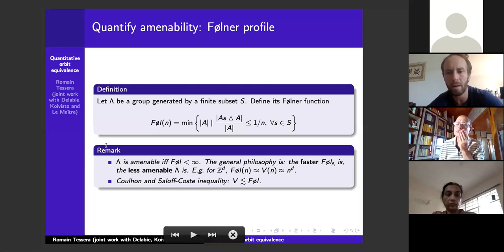You could take a left invariant Riemannian metric. You could take a Carnot-Carathéodory metric, if you know what it is. You could take a word metric with respect to a compact generating set. You would always get the same answer, that the growth is n to the 4. Okay.